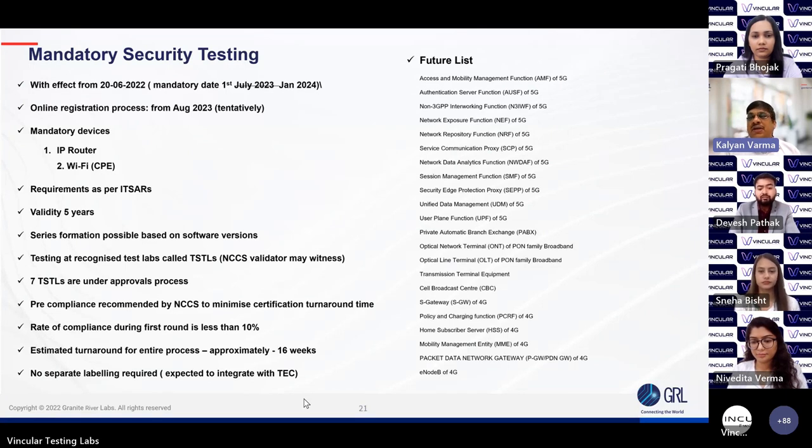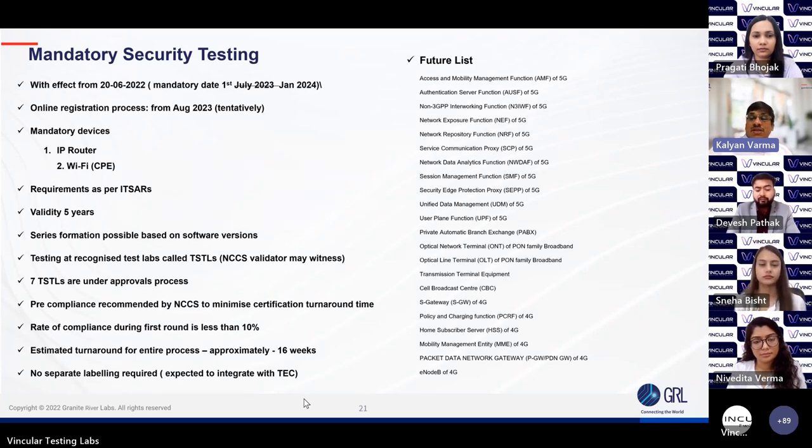It is expected that the scheme will be integrated back into MTCTE, and the security requirement will become one of the requirements of ER in future. But for now, the independent certification will be done.